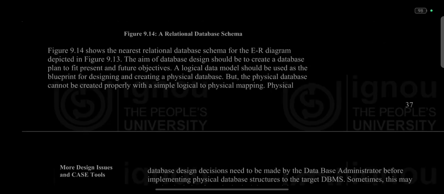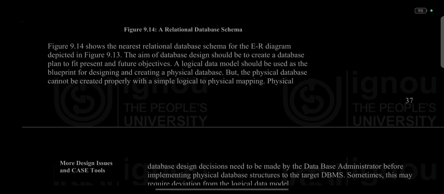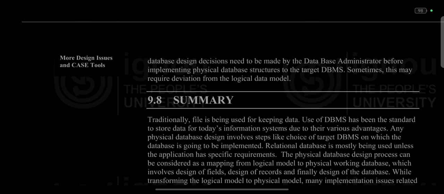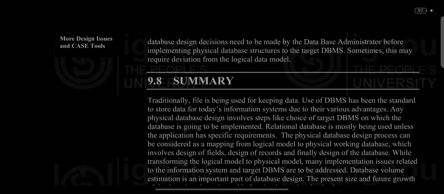Figure 9.14 shows the nearest relation database schema for the ER diagram depicted in figure 9.13. The aim of database design should be to create a database plan to fit present and future objects. A logical data model should be used as a blueprint for designing and creating a physical database, but the physical database cannot be created properly with a simple logical to physical mapping. Physical database design decisions need to be made by the database administrator before implementing physical database structure to the target DBMS.